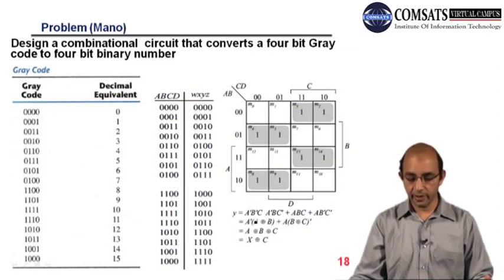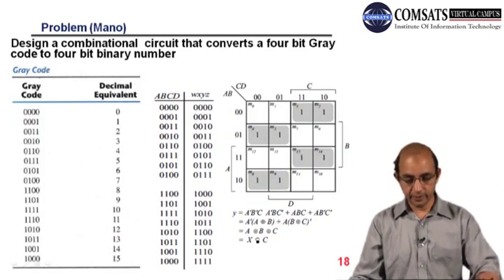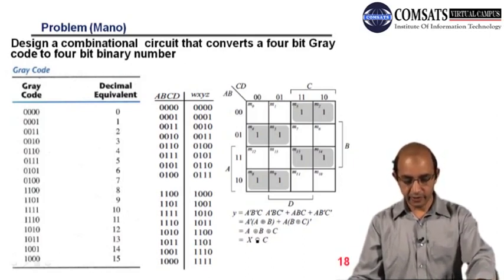So if we pair them, you can take A bar as common, so B bar C, B C bar, so you can have B bar, B XORed with C. So here A XORed with B. After the simplification we are left with this. So we can take A XORed with B as X. So this is the simplification. This is for Y.